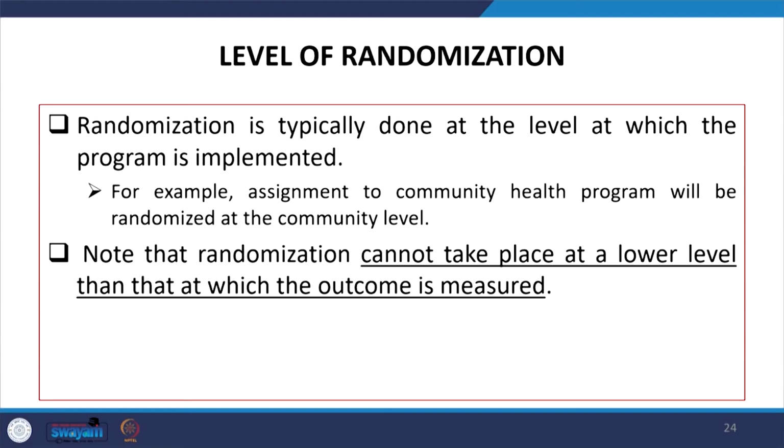What is the level of randomization? Randomization is typically done at the level at which the program is implemented. For example, assignment to a community health program will be randomized at the community level. If it is at the household level or at the district level, then accordingly household or district level randomization is made. Note that randomization cannot take place at a very low or disaggregated level, because there will be lots of possible bias.